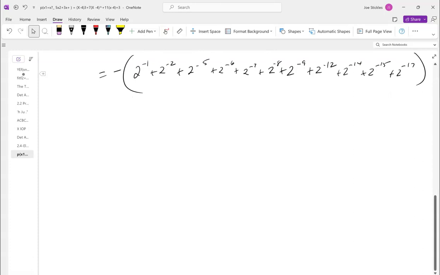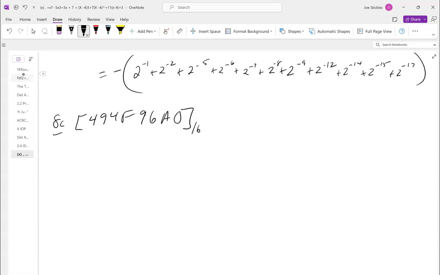All right, let's do one more. How about 8D? Oh, I don't want to do 8D. Let's do 8C. 8D had things going all the way out to I don't want to write that many decimal places. We have 494F96A0, base 16.